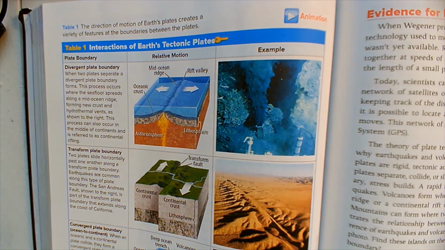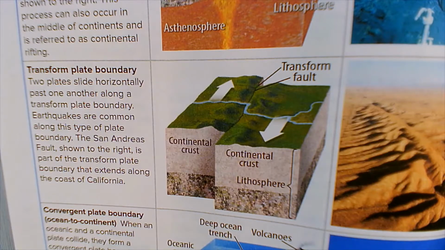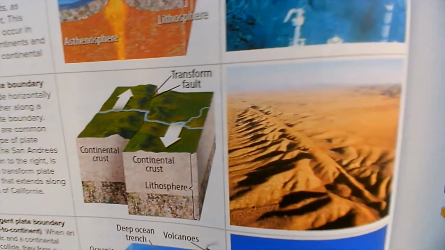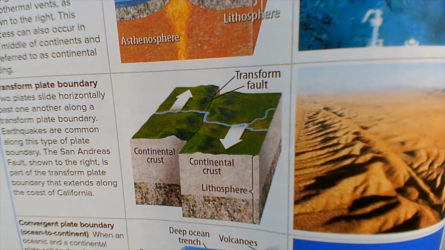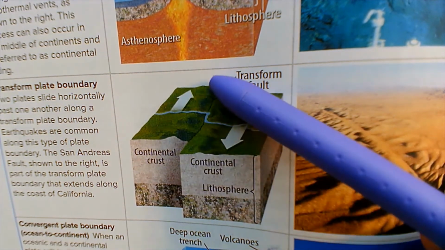All right, let's look at transform plate boundaries. Okay, so transform plate boundaries. Two plates slide horizontally past one another along a transform plate boundary. Earthquakes are common along this type of plate boundary, and the San Andreas Fault, shown to the right, so I have a picture over here of the San Andreas Fault, is part of the transform plate boundary that extends along the coast of California. Okay, so they rub against each other and often parts break up.